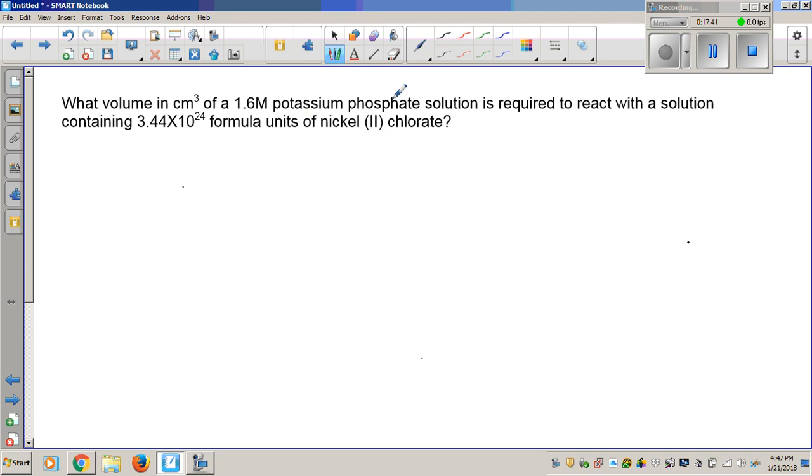So we have potassium phosphate, that's K3PO4, plus nickel-2 chlorate, that's Ni(ClO3)2, and this is another double replacement. It's Ni, not N. N is nitrogen. And we get potassium chlorate, KClO3, plus nickel phosphate, Ni3(PO4)2. And then we just need to balance this equation. And to make things quick, we have 2, 3, 6, and 1.